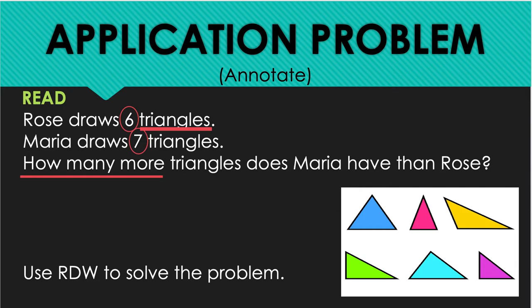Rose draws 6 triangles. I circled the 6 because that's a number, and I underlined triangles to keep in mind that that's the object I'm working with today. Maria draws 7 triangles. Again, I circled 7 because that's a number. How many more triangles does Maria have than Rose?